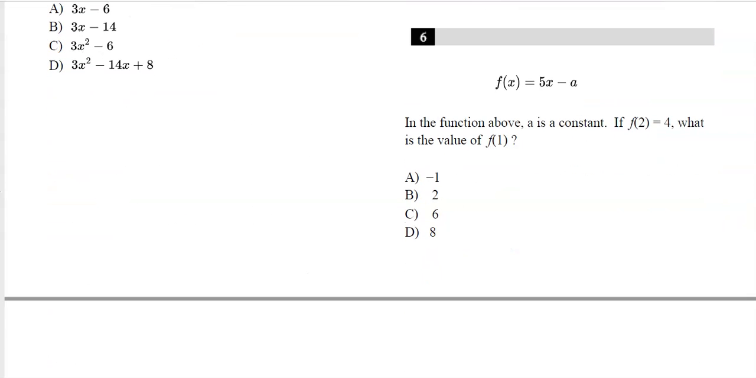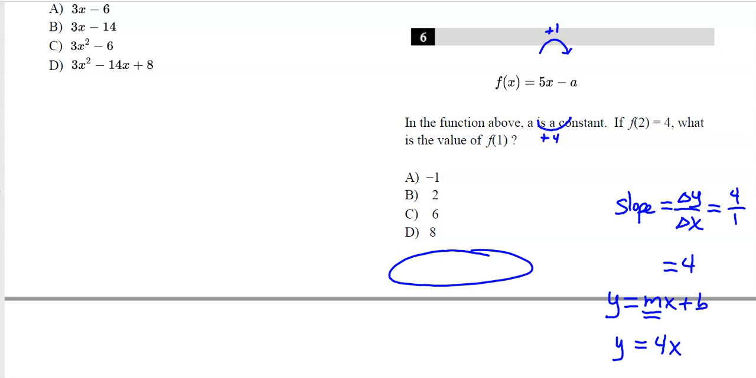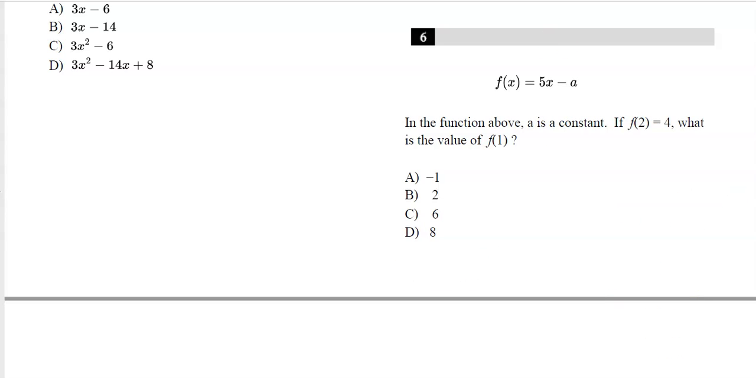Next one. This one's kind of a little bit tougher. Because you have this a thing in here. So first of all, they say in the function above, a is a constant. So that just means, hey, a is some number. If f of 2 equals 4, all right, so everywhere where we see an x, we need to put a 2 in. And we know that the entire thing equals 4.